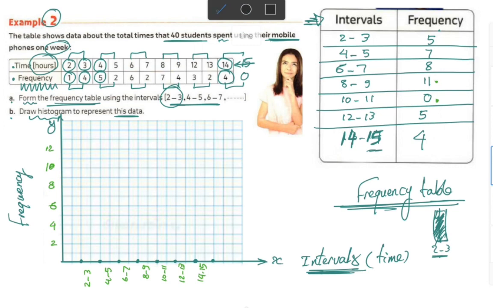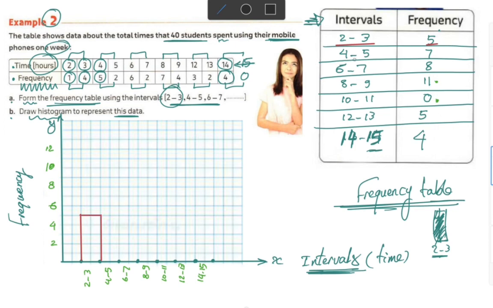Now start to draw your rectangles. First we have the 2 and 3 interval, whose frequency is 5. Where is 5? Between 4 and 6. This is the first line. The second line is parallel to it, like this. Now this interval starts from this point to the end point, and close your rectangle.